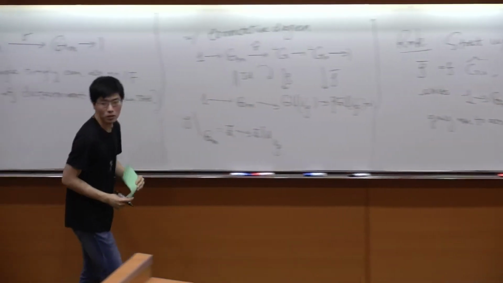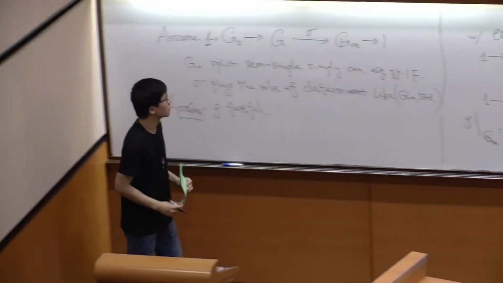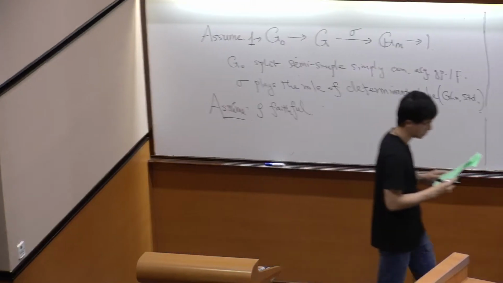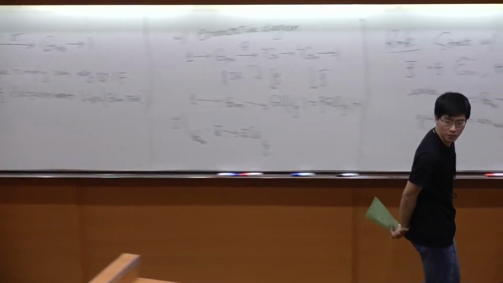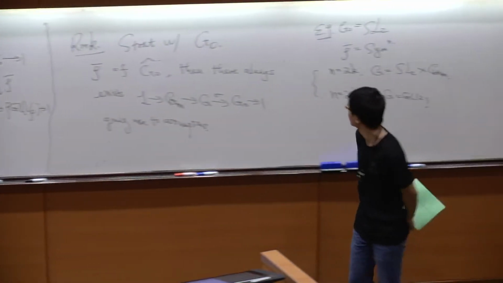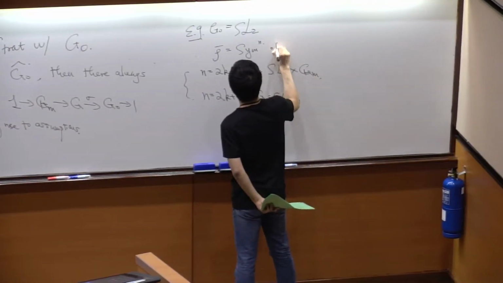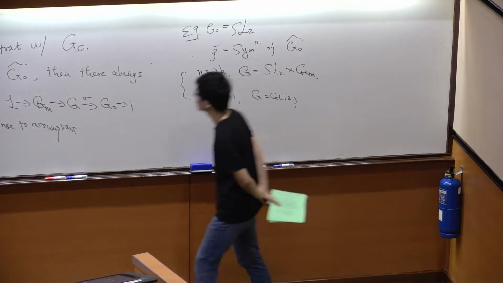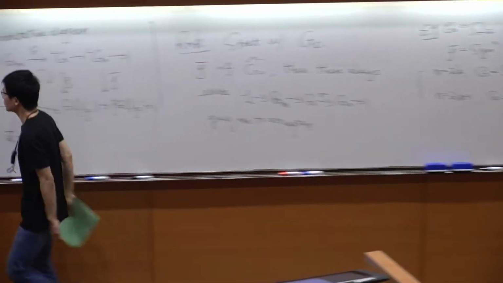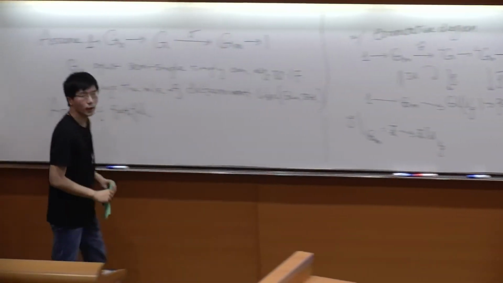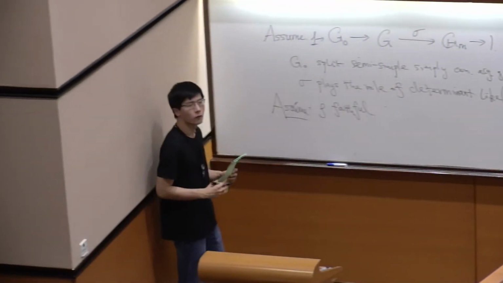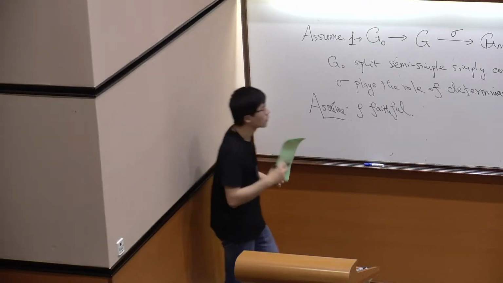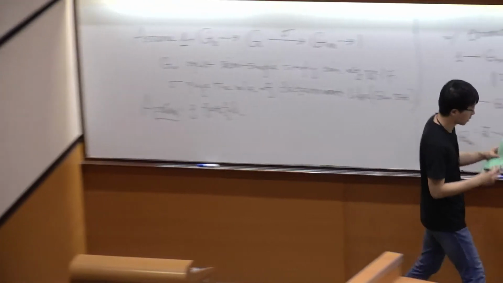Okay, so any questions? PGL2, G of G0 check. So any other questions? Okay, then let's talk about the conjecture.